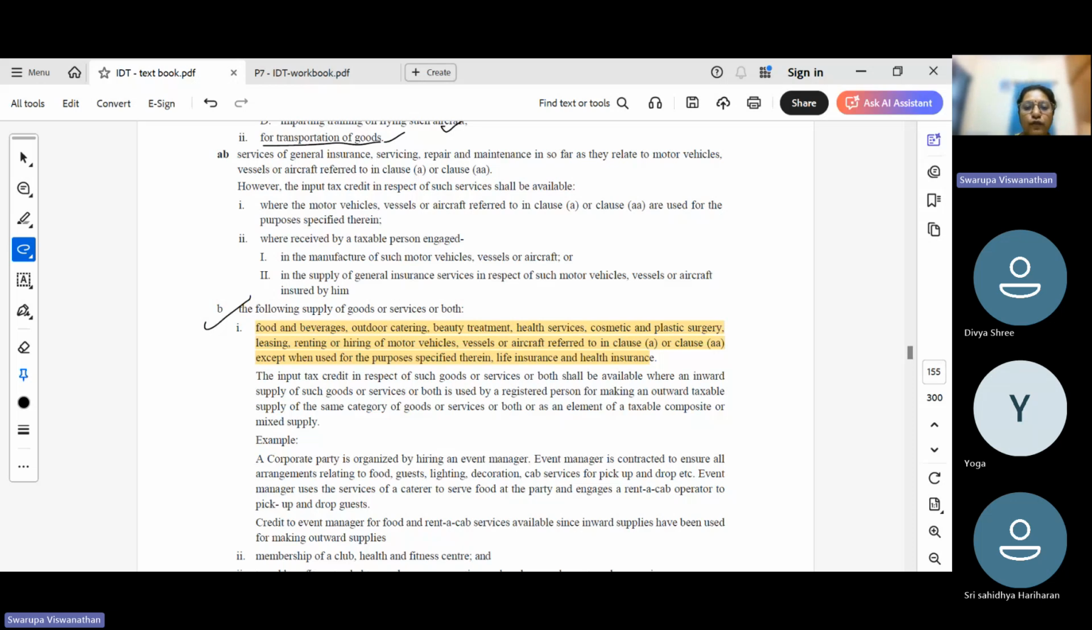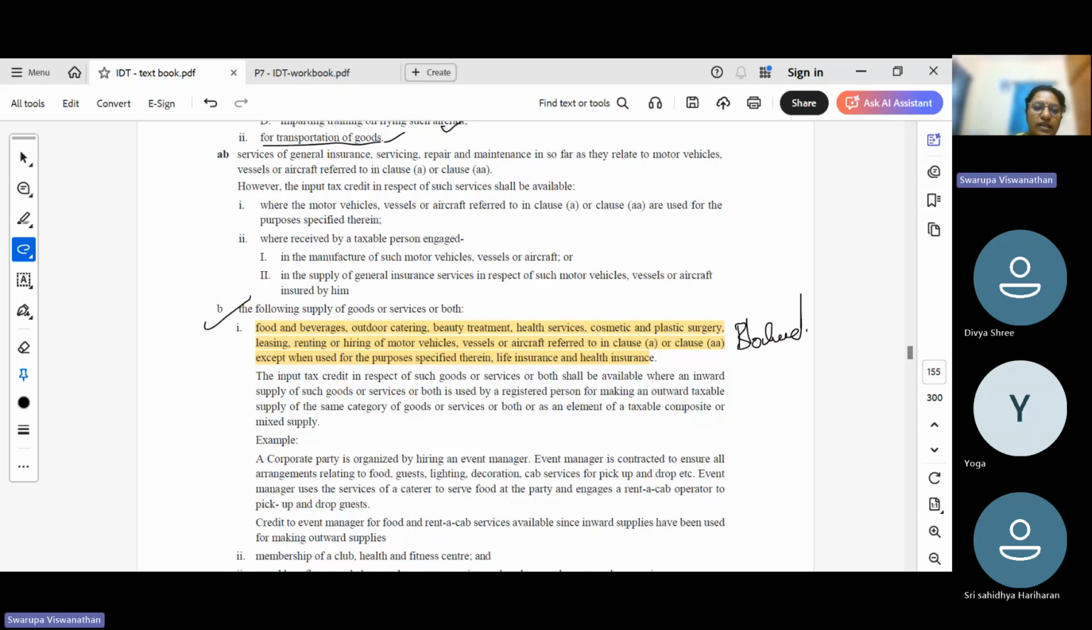The second one is food, beverage, outdoor catering, beauty treatment, health service, cosmetic and plastic surgeries. Okay, all of this is blocked. What is the exemption? When it is provided in the same category. When it is an inward supply that is used to provide the same outward supply. That is, a caterer is availing the services of another caterer.